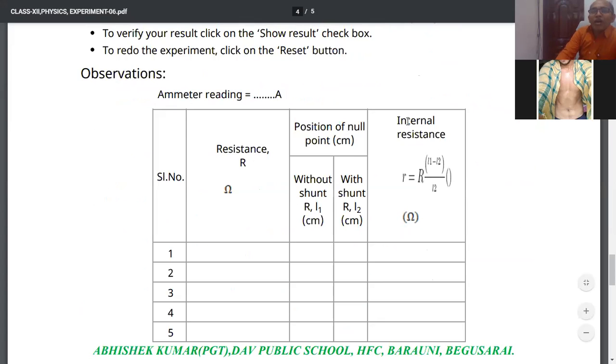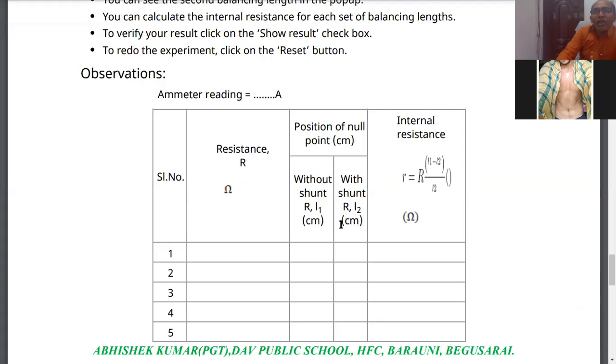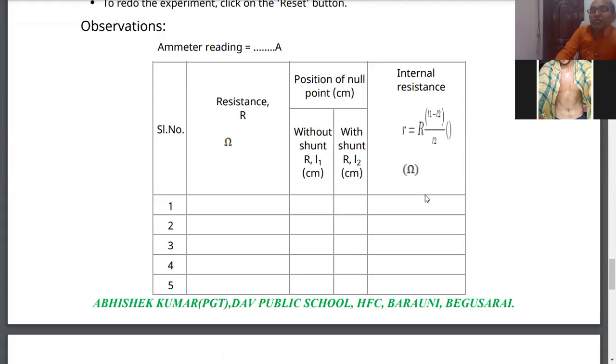This first column stands for serial number. The second column stands for shunt resistance. And the third column has two parts, for length L1 and for length L2. Length L1 stands for without shunt resistance R, and L2 stands for with shunt resistance. And the fourth column stands for the expression for internal resistance that I have already derived in the theoretical part.